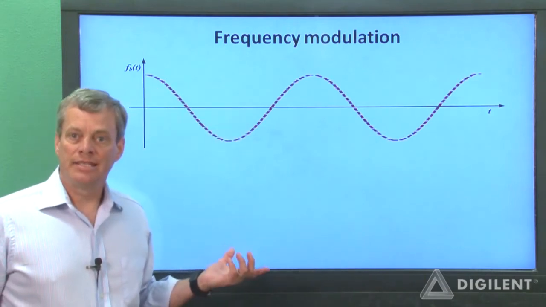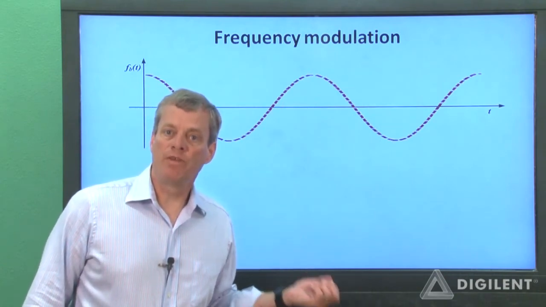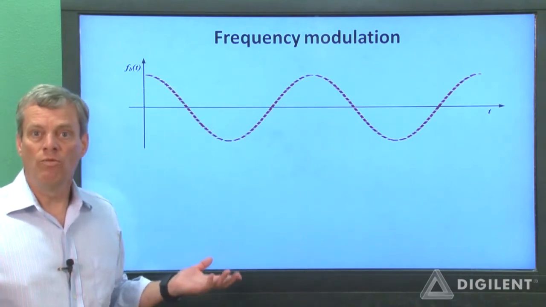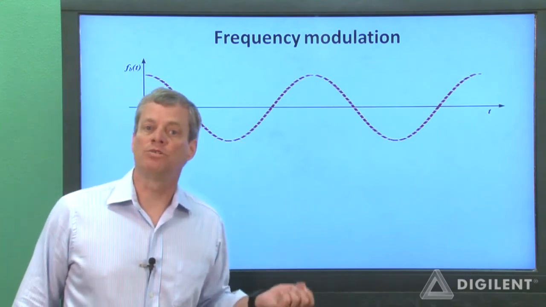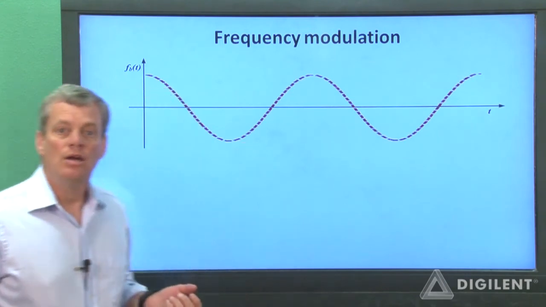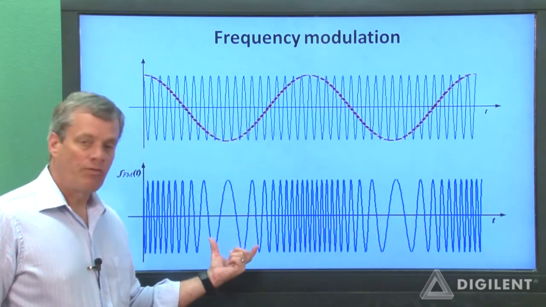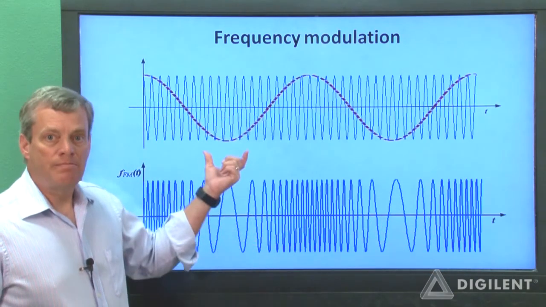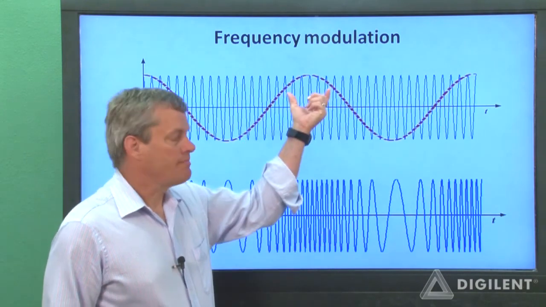When our baseband signal's amplitude is high, we want to make our FM signal's frequency high. Alternately, when the baseband signal's amplitude is low, we want to make the FM signal's frequency low. So here's our frequency modulated signal. We have a low frequency when the baseband's amplitude is low, and we have a high frequency when the baseband amplitude is high.